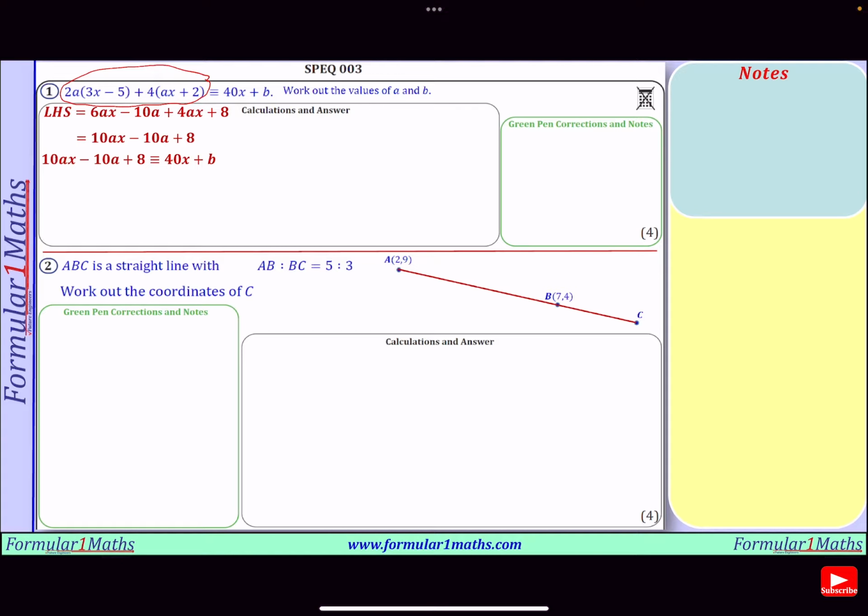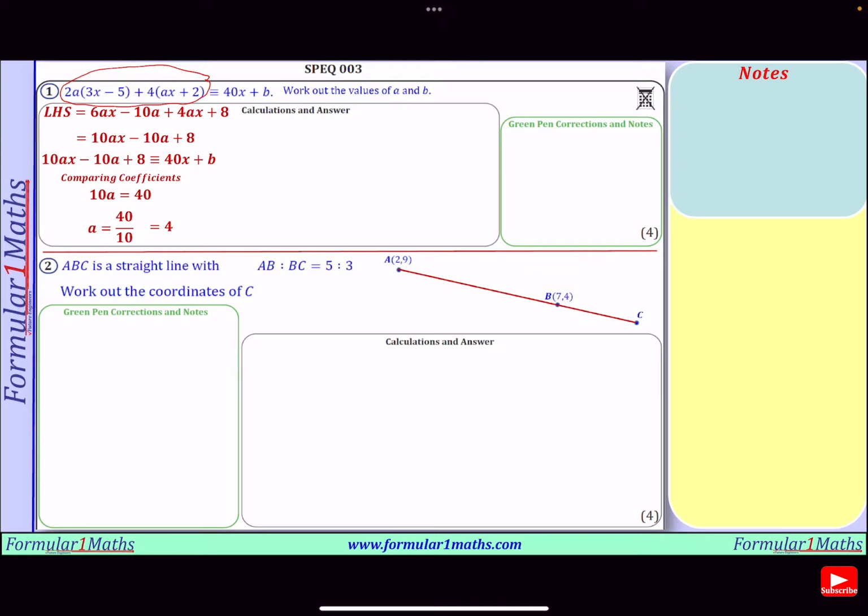We now compare coefficients. On this side, the coefficient of x is 10a. On that side, the coefficient of x is 40. So they must be equal because the two sides are equivalent. So we have 10a equals 40. We can now solve for a and get 4.